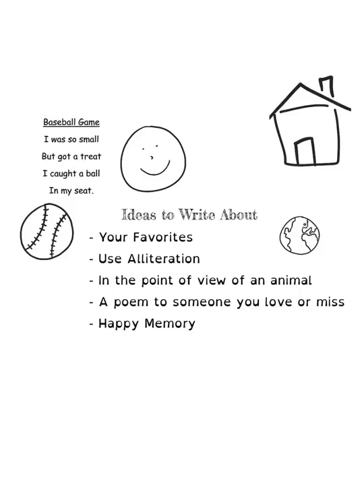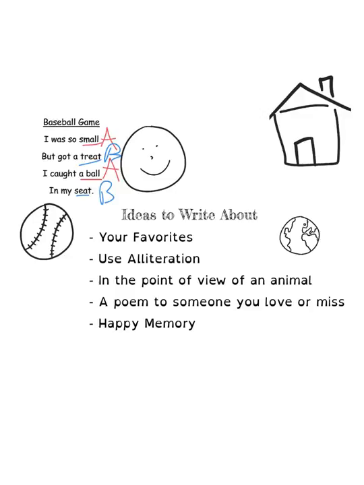It says, I was so small, but got a treat. I caught a ball in my seat. Does anyone know what rhyming pattern this quatrain has? If you said ABAB, you are correct. Small and ball rhyme, treat and seat rhyme. This was a poem written by a 4th grader, and it's a great start. It's to the point, I know exactly what they're talking about, and it's sharing a happy memory.